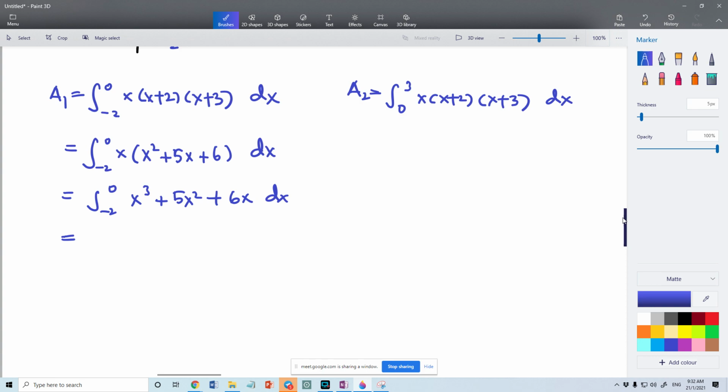Okay, now we're going to integrate. So we just integrate whatever function we have here. That will give you what? x power of 3 will become x power of 4 over 4, plus 5x power of 3 over 3, plus 3x square, correct? Okay, there is no dx now. We have already integrated dx. So we put the limits, negative 2 to 0.